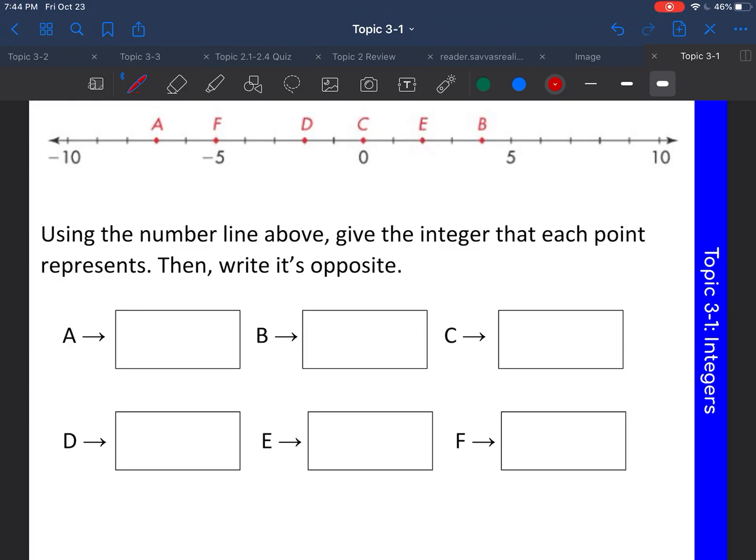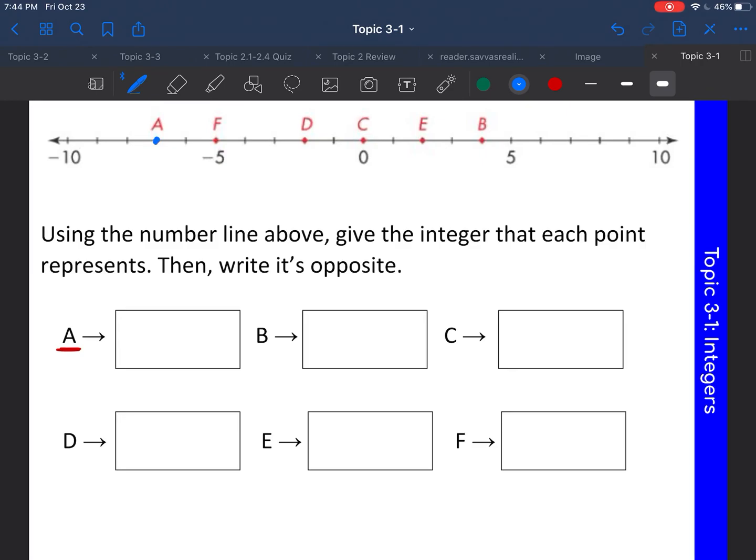So it says, using the number line above, give the integer that each point represents, then write its opposite. So you're writing two things. So our first one is A. So we're going to find A on the number line. I see it right here.